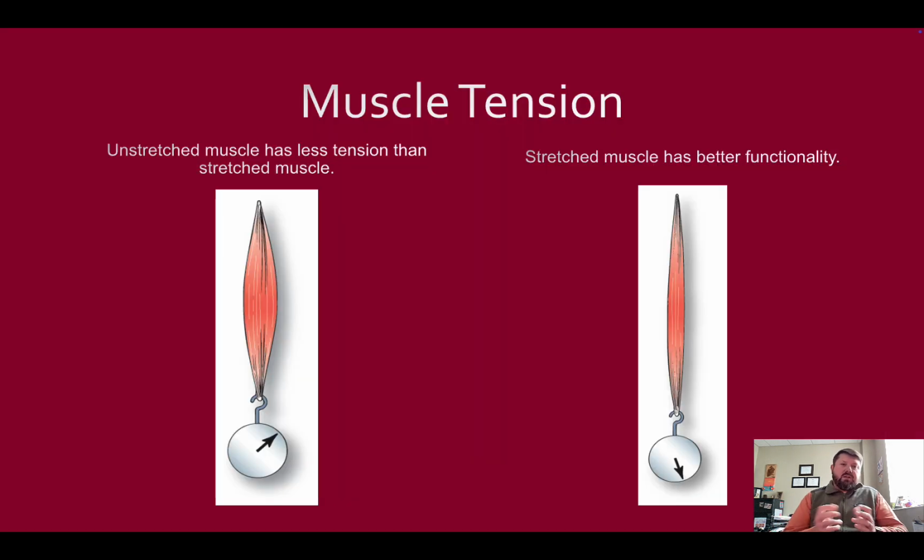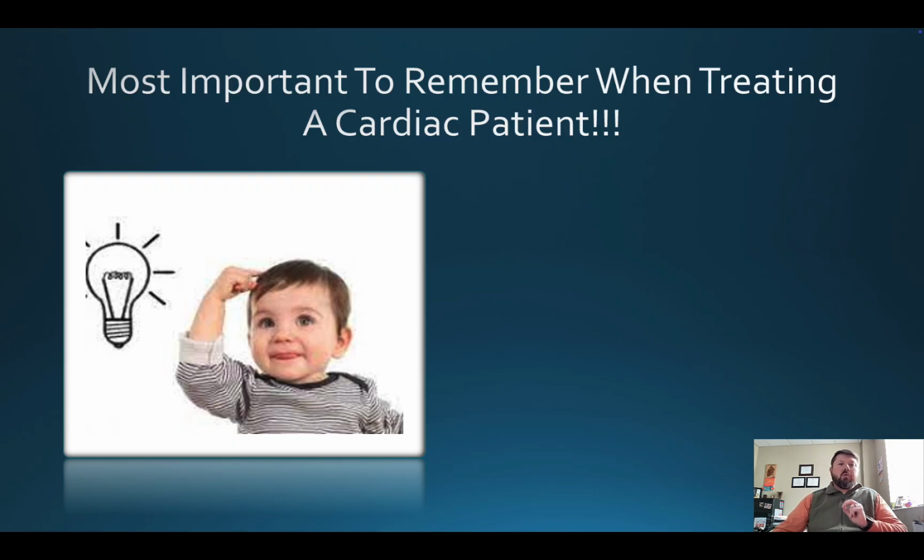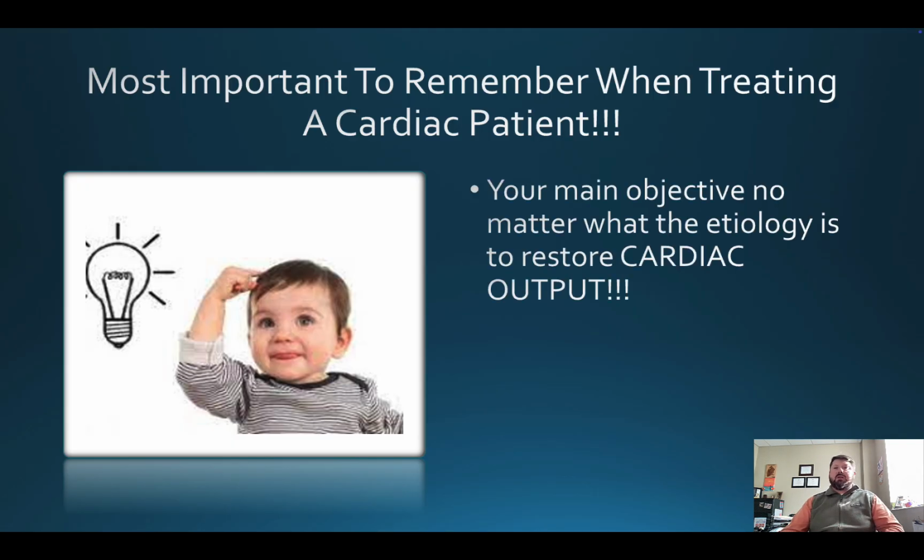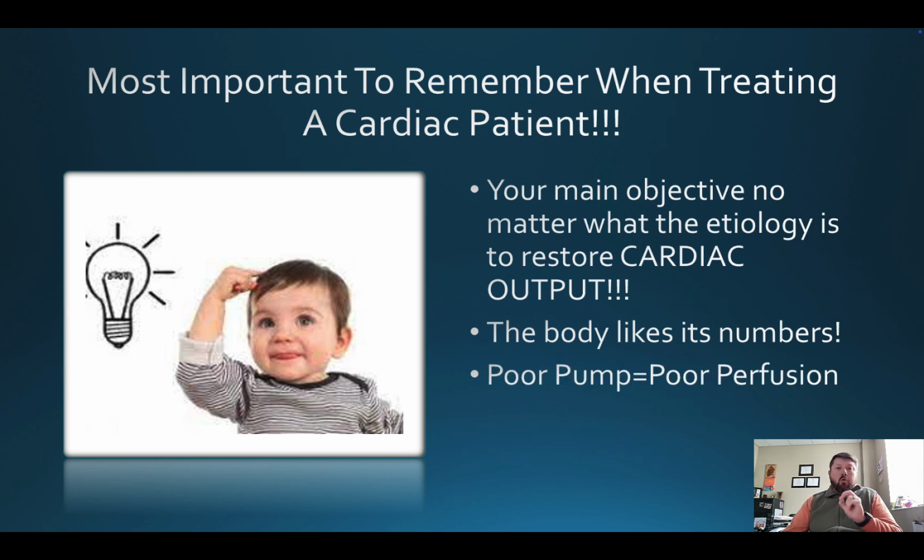And this is just giving you an example of what happens with muscle. Unstretched muscle has less tension than stretched muscle, but if you stretch it out, it has better functionality. But the most important thing to remember when treating a cardiac patient, your main objective, no matter what the etiology, is to restore cardiac output. The body likes its numbers. It likes to pump out the same amount every time. Poor pump equals poor perfusion.